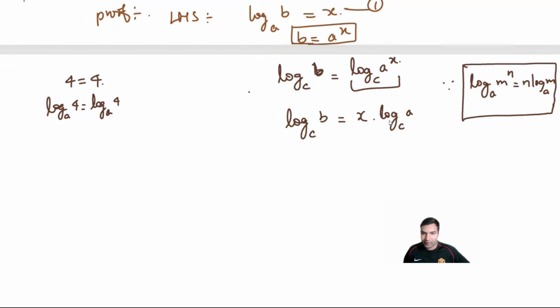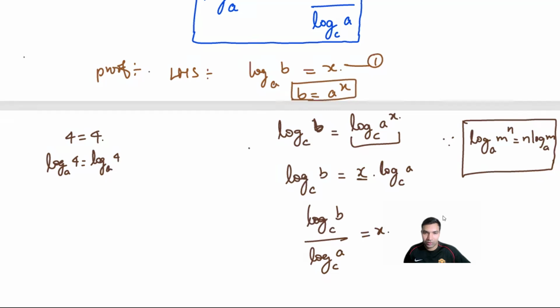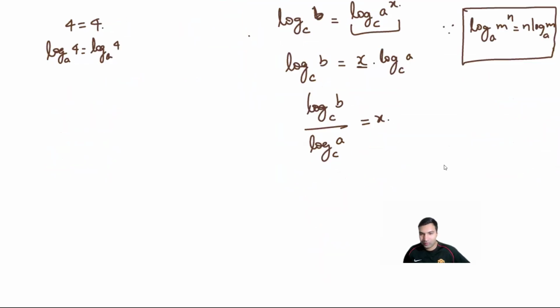Now I need to find the x value. So I can say log of b to the base c over log of a to the base c is equal to x. Now what was x? x was log of b to the base a, from the earlier equation. So I put the value of x here, which is equal to log b to the base a. And that is how we change the base. Simple, isn't it? Hence, we have proved this.